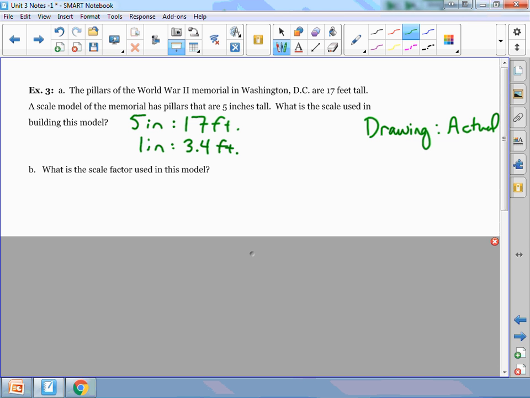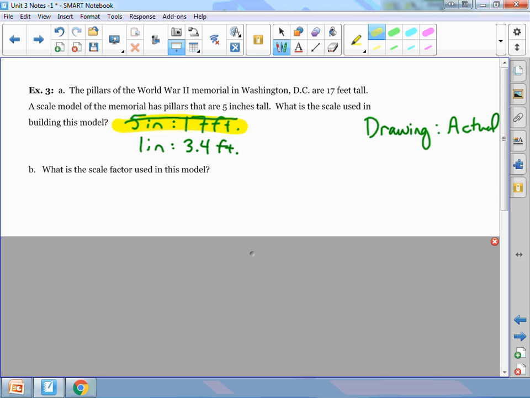I prefer a scale that's always 1 to something, but it doesn't have to be. 5 to 17, this is already in simplest form. You could have said the scale is 5 inches to 17 feet, and I'd have been fine with that. Now, if it says 5 inches to 15 feet, I'd say reduce it. But I can't reduce this anymore. But Ben converted it into kind of like a unit rate and said 1 to 3.4. I'm good with that, too.